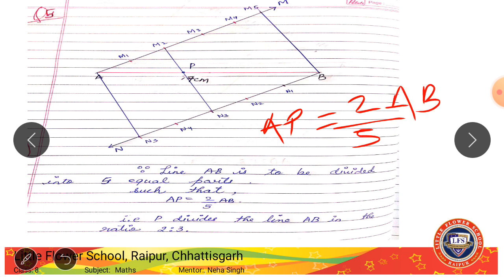AP is the 2/5 part of this AB, right? We have joined the second part, and here we can also see that the ratio is 2:3 and the fraction is 2/5. So here we are going to write: line AB is to be divided into 5 equal parts such that AP equals 2/5 of AB, that is, P divides the line in the ratio 2:3.